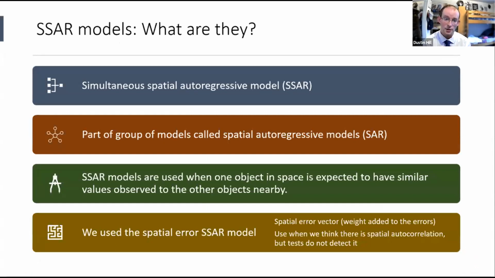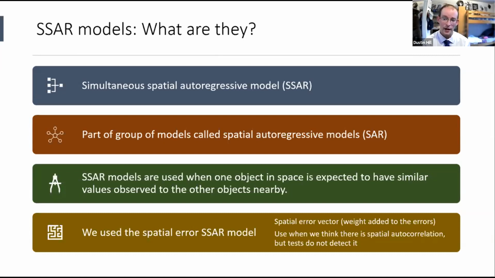And so just a little more detail on this spatial model we selected. So we used a model called a simultaneous spatial autoregressive model. So this is a little bit of jargon, but hopefully will help understand these models a little bit better. And it's part of a family of models known as the spatial autoregressive models. And so the SSAR model we used is preferred in our situation because we use it when one object in space is expected to have similar values to other objects nearby. So in the case of blood mercury, participants' blood mercury levels were similar to their neighbors' levels. And so this model was better for fitting that kind of data structure.